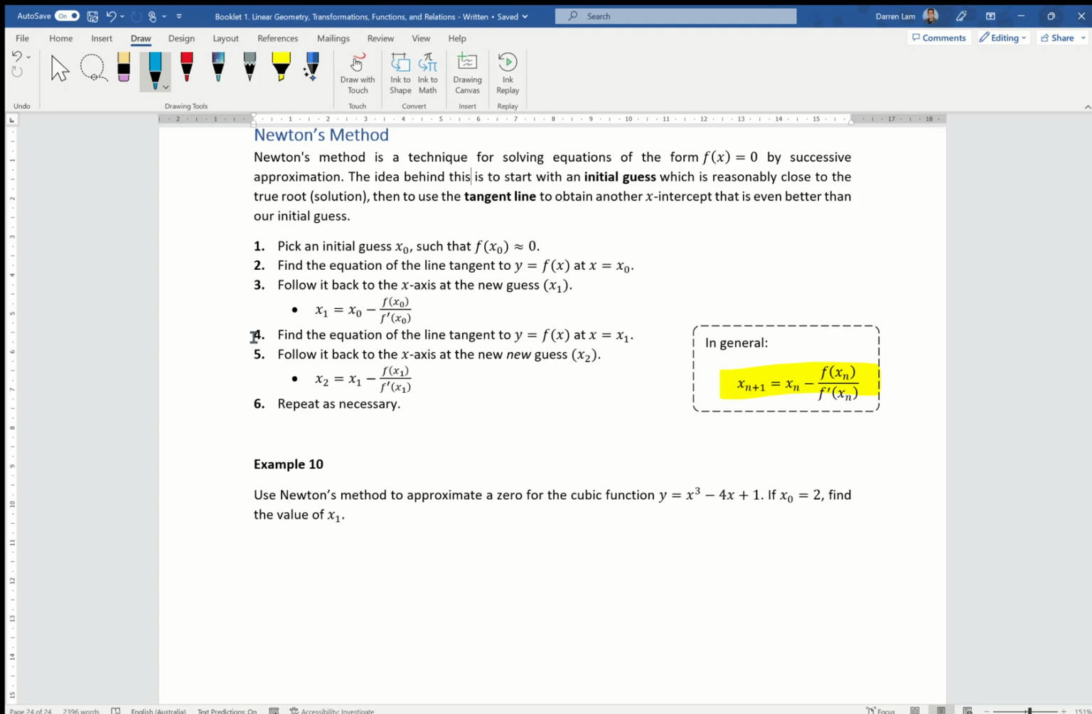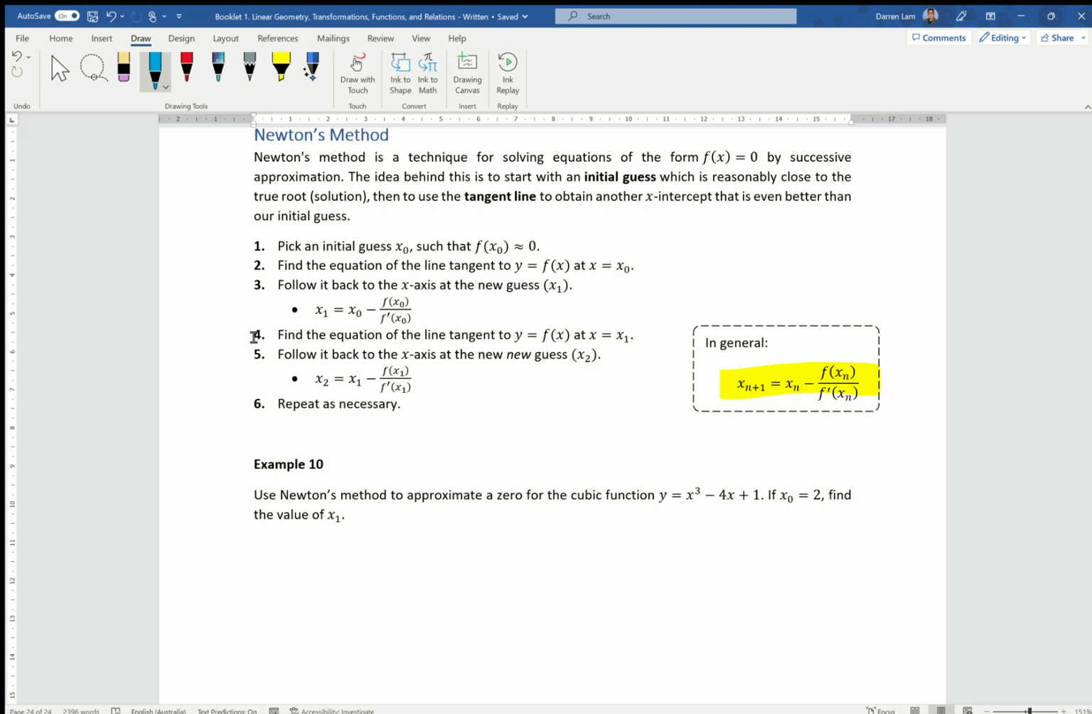So, pick an initial guess. Step 1 is pick an initial guess x0. Because that's not your first iteration, it's just called x0 because that's what we're starting off with, such that f of x0 is about 0. There is no quote-unquote wrong answer, because if you just pick something that's further away, you're just going to need to do more trial and error guesses.